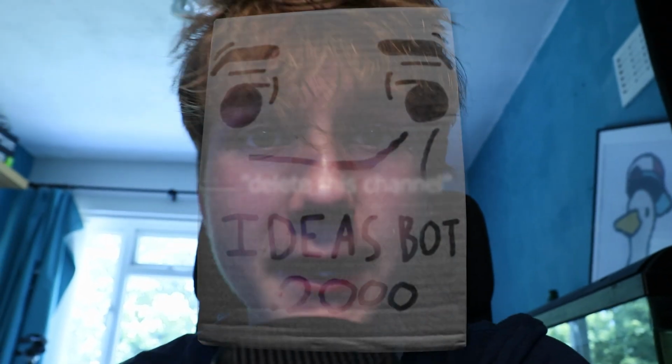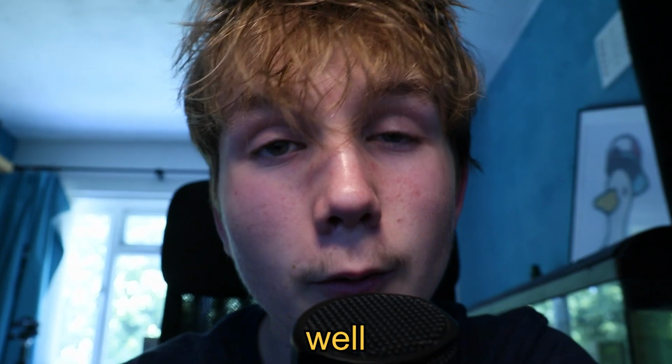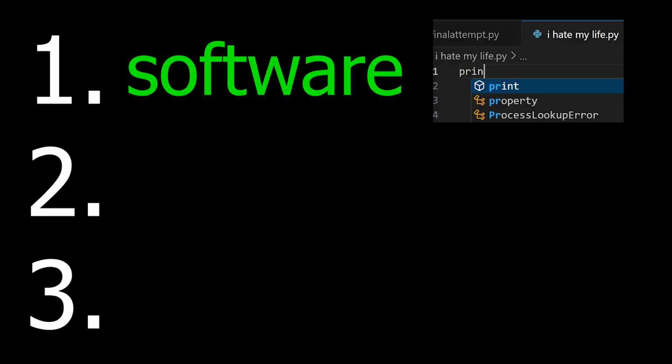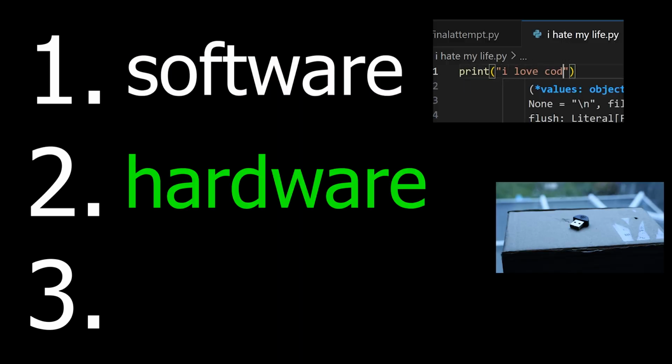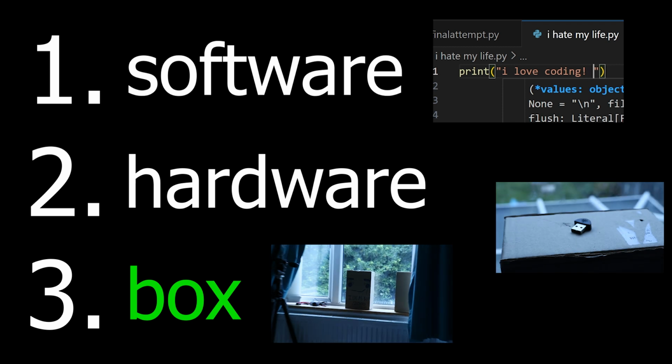You probably think this robot is cool. You probably want one. Well, you can't, because I haven't made it yet. Which is why I'm going to. To make the Ideas robot, there are 3 important steps: software, being the code; hardware, like the speaker or microphone; and the box, which is the box.